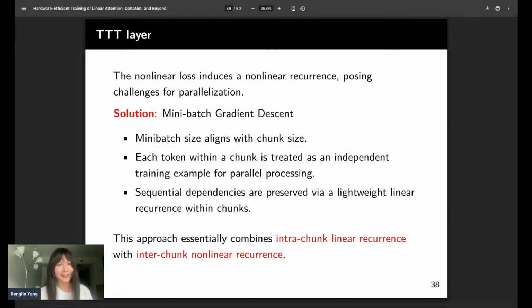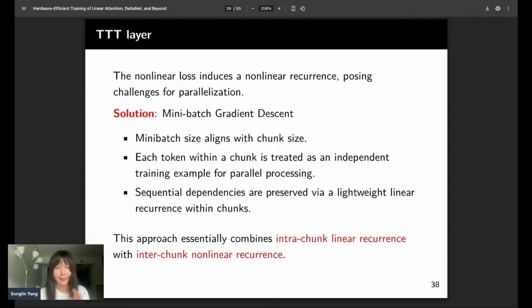However, because the objective function is nonlinear, if we apply the single-step gradient descent to obtain the recurrence, the resulting recurrence would be nonlinear. And we all know that for nonlinear recurrences, we cannot parallelize across the sequence length. And this could be very problematic. We have to resort to the recurrent form for training, which is not acceptable.